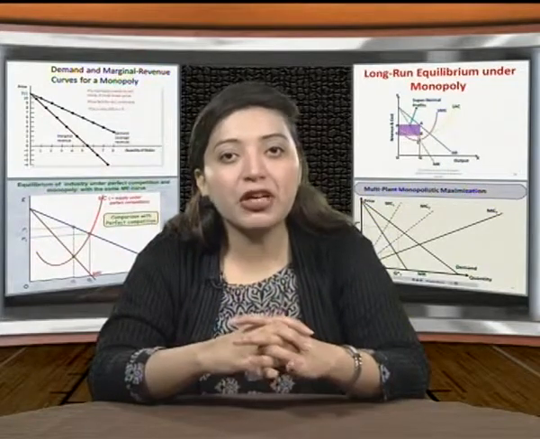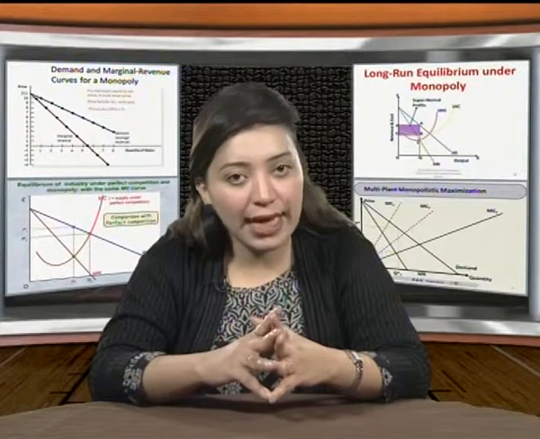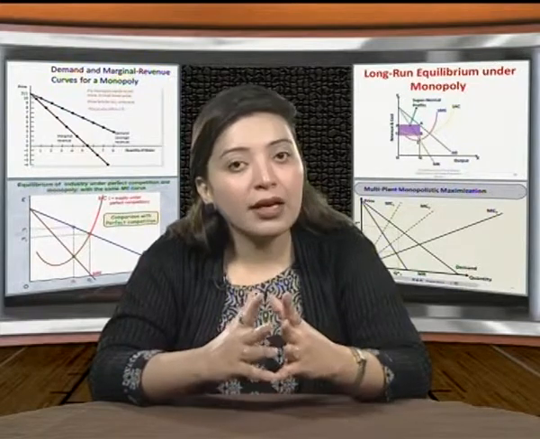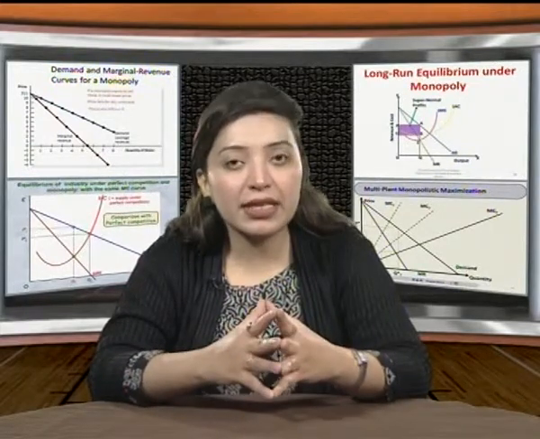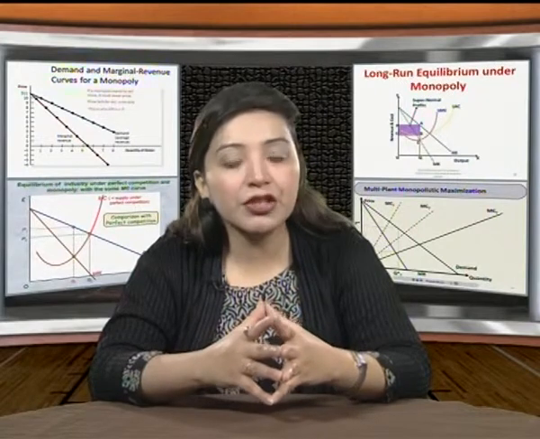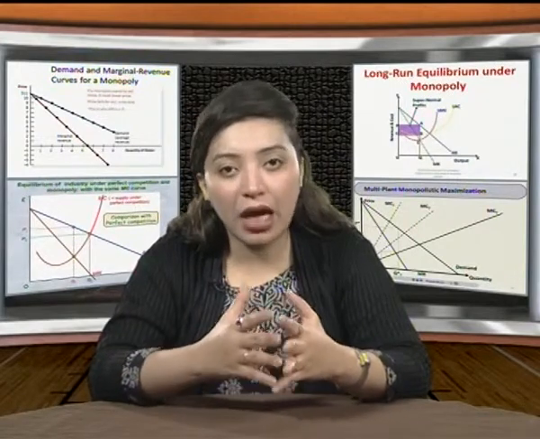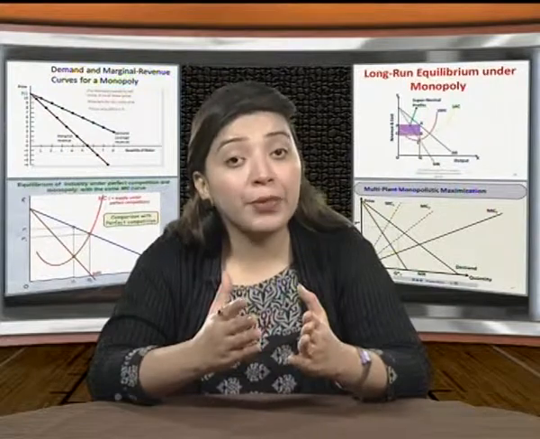So finally, we have learned today the chapter of price and output under monopoly. In this session, we have discussed its meaning, its necessary conditions, nature of demand and marginal revenue curves, price and output under monopoly, monopoly equilibrium, long run equilibrium and multi-plant monopoly.